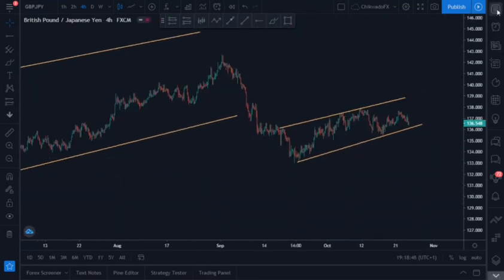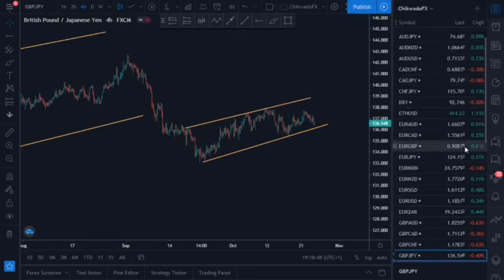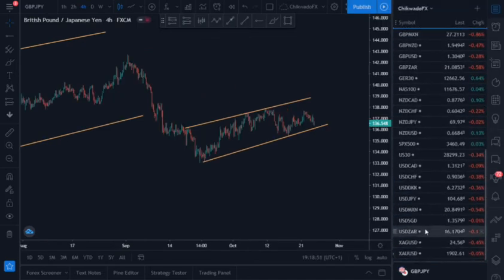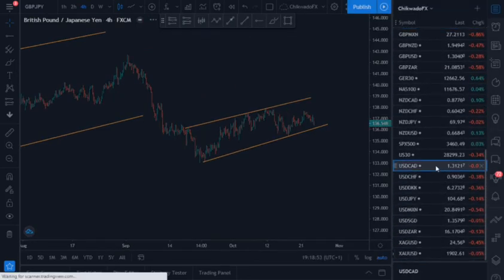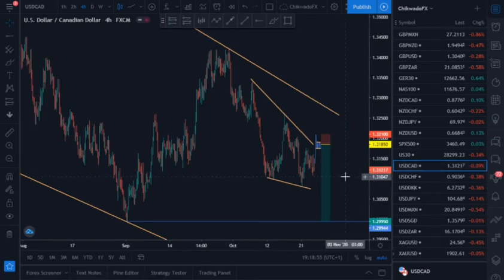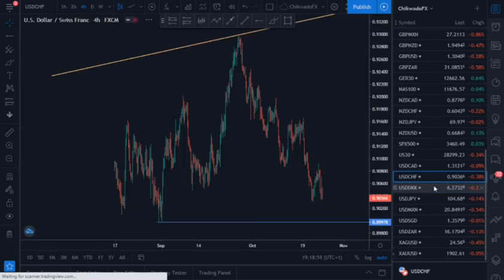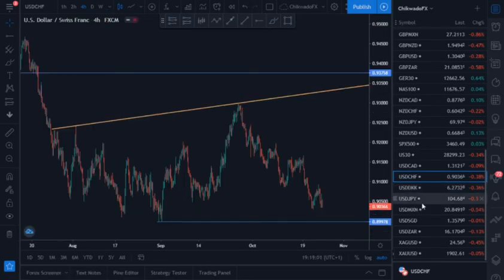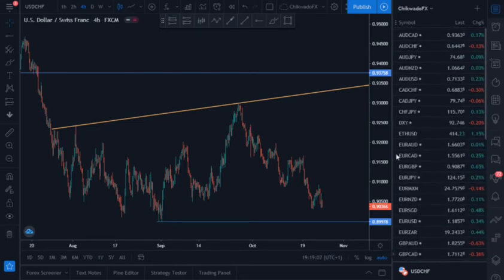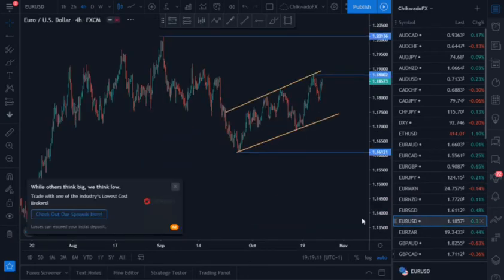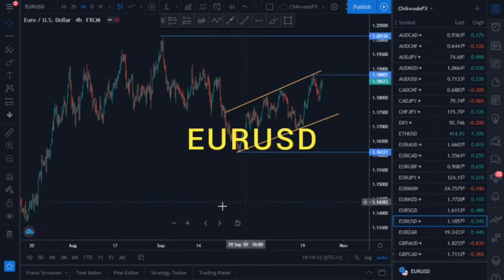So let me throw in one more pair. Let's look at USDCAD. I was looking at USDCAD for a while. Okay, so USD Canadian, no. Okay, dollar Danish krone, I'm trying to find what pair I should pick. Should I pick EURUSD? Where's EURUSD? Okay, so EURUSD.